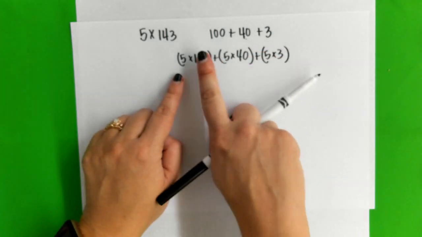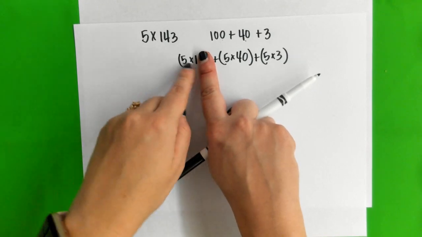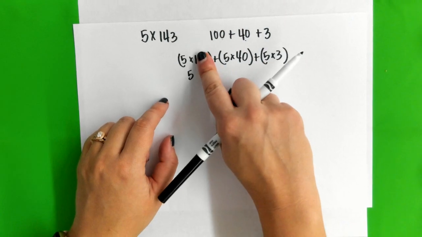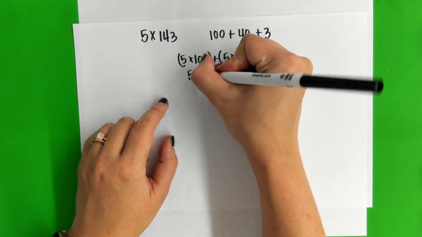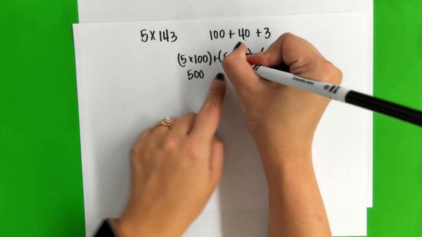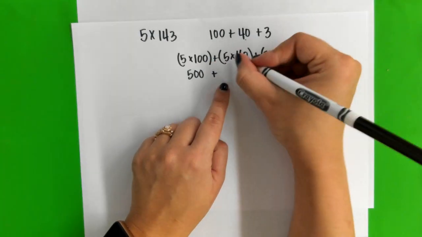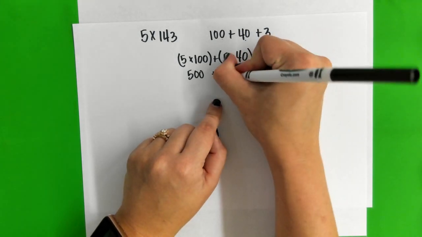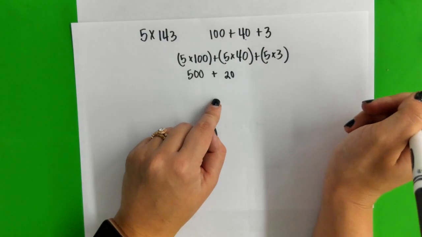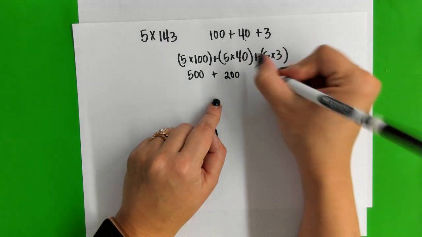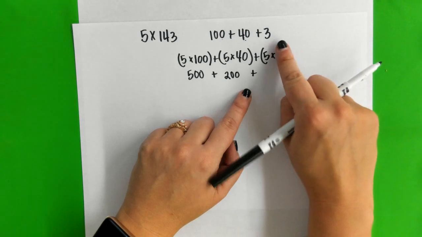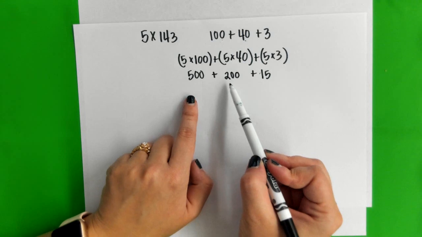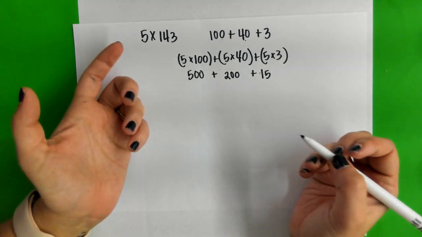Well, 5 times 100. I know if I cover my 2 zeros, 5 times 1 is 5. And I uncover 2 zeros, so I need to make sure that I add 2 zeros. Now I'm going to move on to my next one. Drop my addition sign. I have 5 times 4, which is 20. I uncover 1 zero, and I add 1 zero. Drop my addition sign down. And then 5 times 3 is 15. So now if I add 500 plus 200 plus 15, I'm going to get my answer.